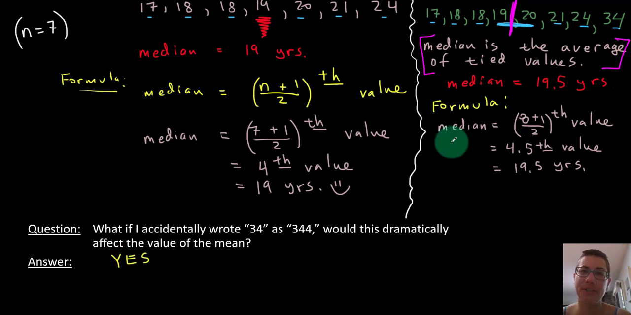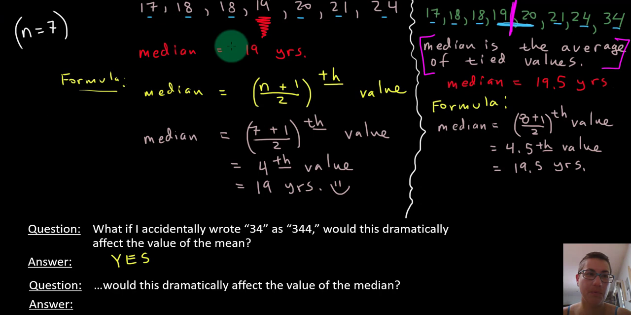Got another question for you. What about the median? What if that 34 was written as 344? Would that dramatically affect the value of the median? Well, no, right? Because that 34 was not actually used in the computation of the median. No.